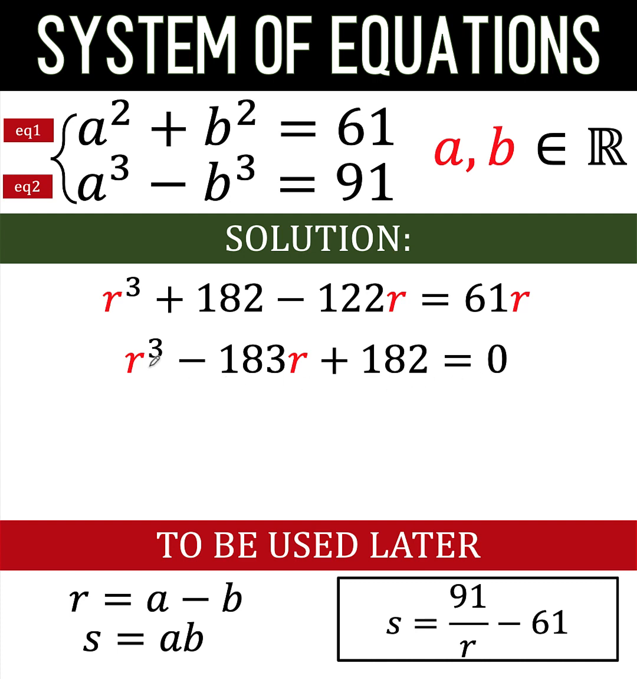This is a cubic equation. By inspection, notice that if we let r be equal to 1, r cubed is 1. Negative 183 times r is still negative 183, but 1 minus 183 is negative 182 plus 182 equals 0. That means 1 is one of the roots of this equation. So the factored form of this would look like r minus 1 times another factor here that is equal to 0. But what is this other factor? Well, we can use synthetic division.